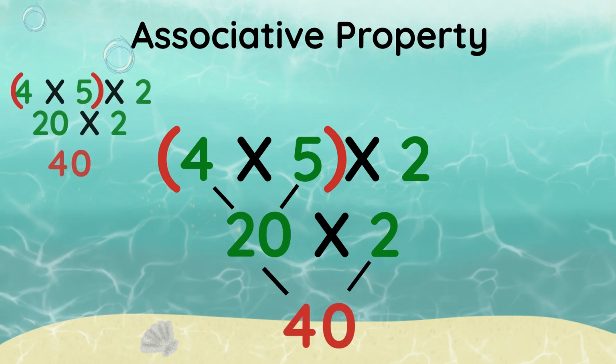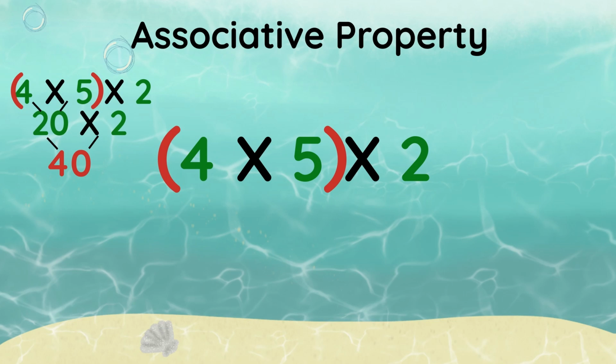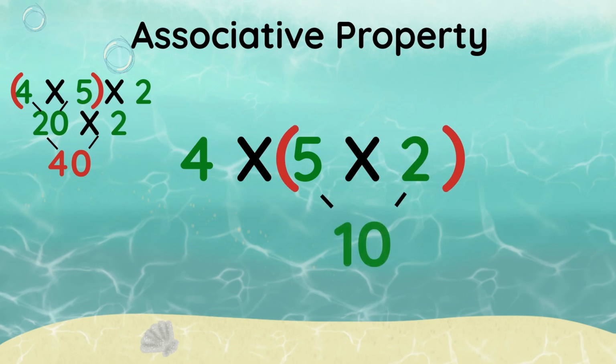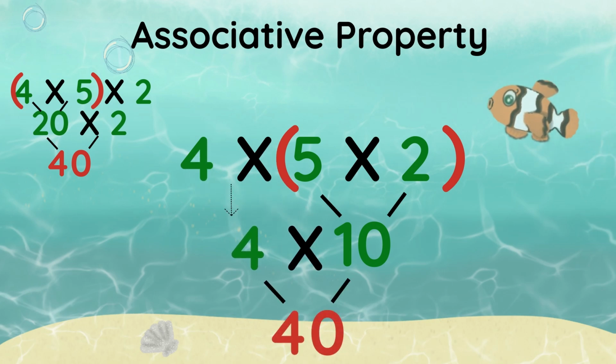Or we can multiply 5 times 2 first. 5 times 2 equals 10. And times 4 to get a product of 40. When multiplying any numbers together, order doesn't matter.